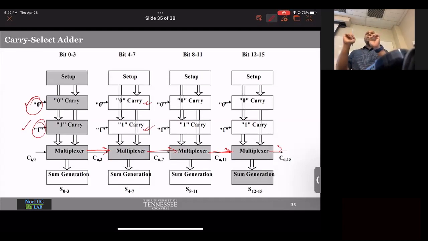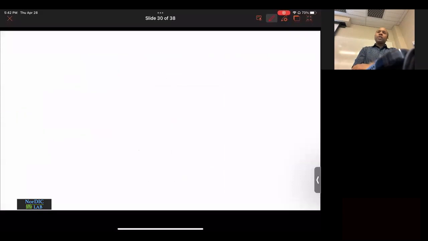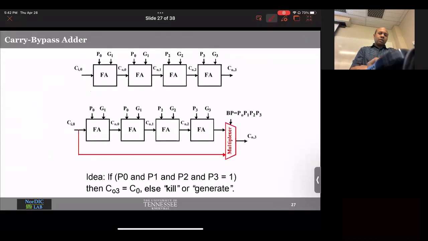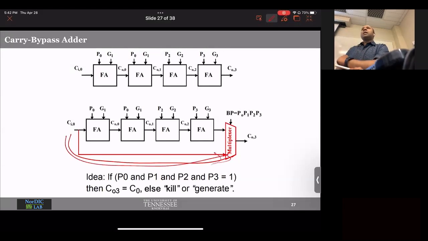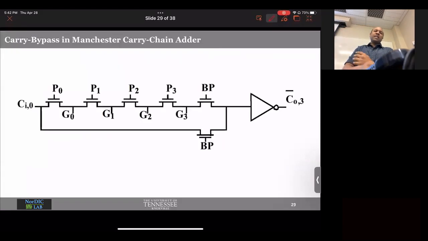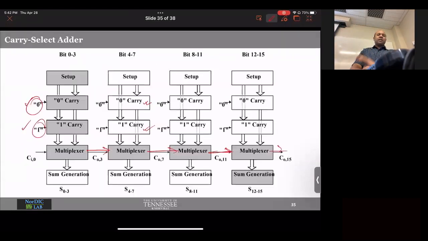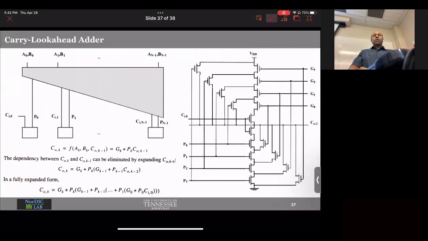What is the difference between the bypass and select? Can anybody tell me? Bypass still propagates, but not through the chain. Bypass propagates through a different channel, right? It still provides through an interconnect. But the select doesn't even provide through an interconnect. It just chooses from the stored value, either to use 0 or 1. Am I making sense at all? It's difficult to just explain the principle with the circuit, I know. But I think that's good enough for this particular topology.